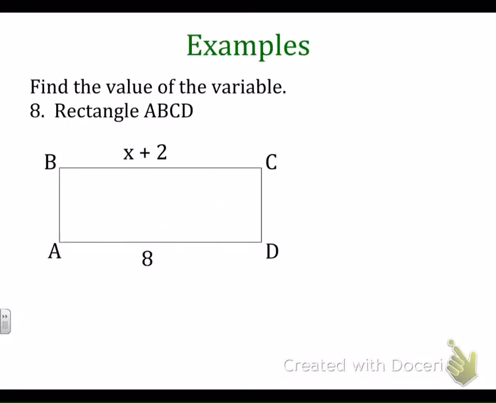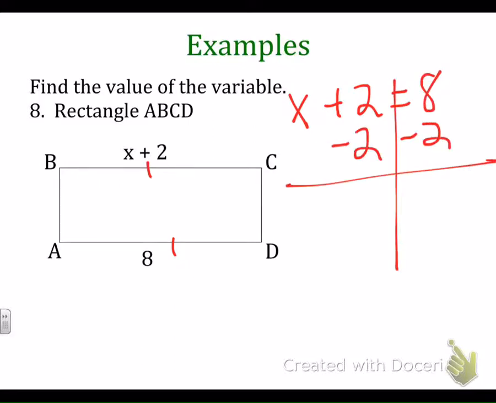Okay. Find the value of the variable. Alright, so with this we know the opposite sides are congruent. So we're going to do x plus 2 equals 8. Subtract the 2 on both sides. X is equal to 6.